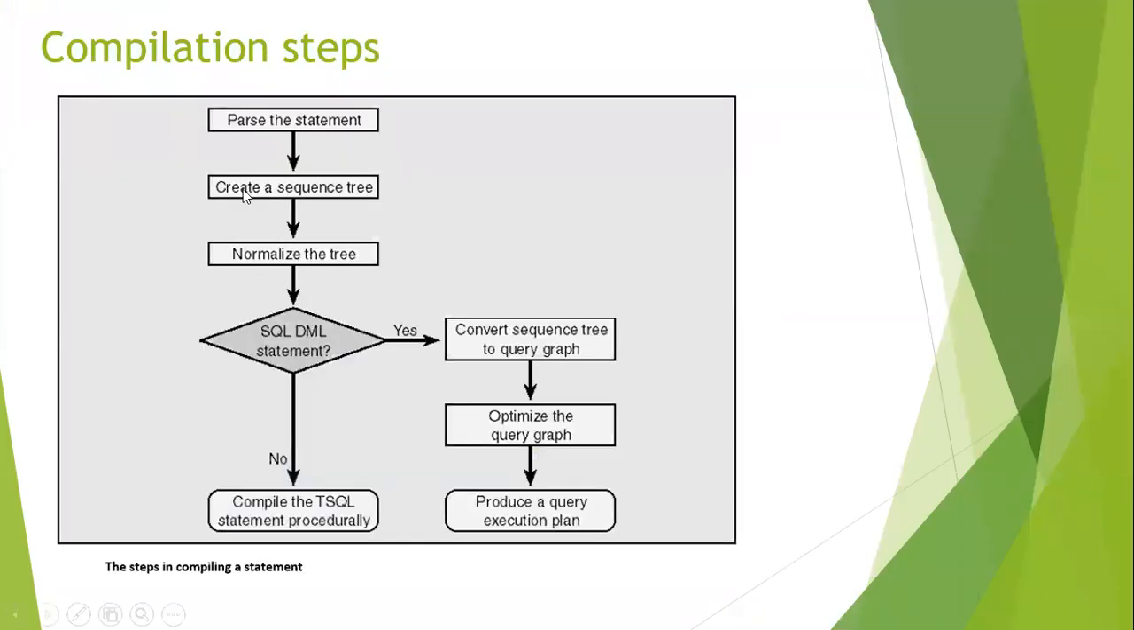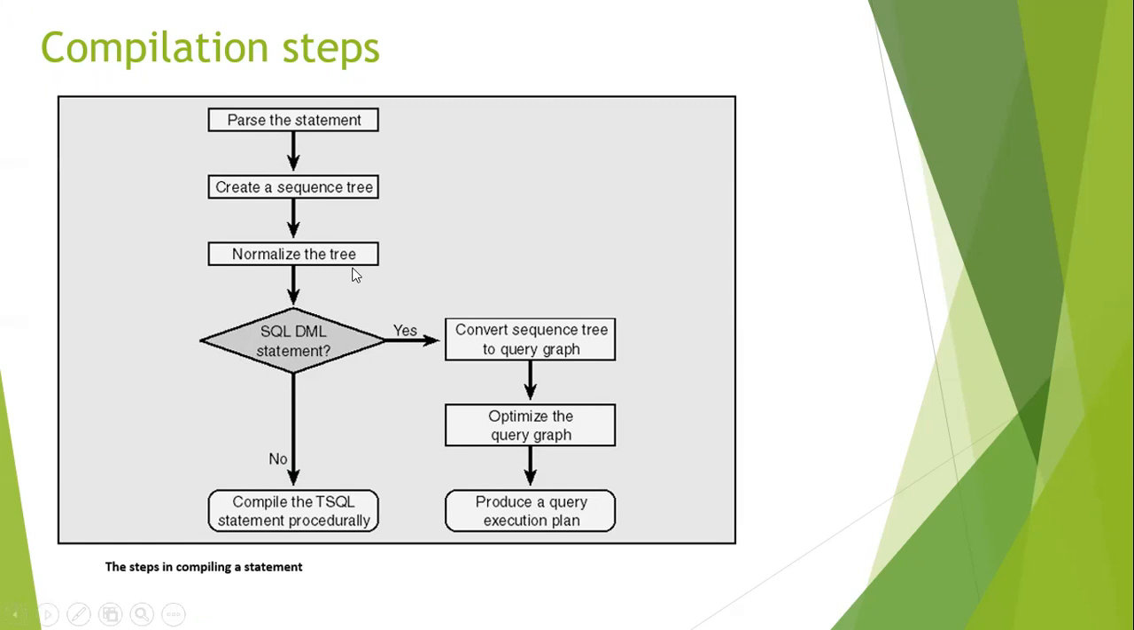For example, these are the compilation steps. How the compilation happens whenever you execute a query, how it goes through compilation. First, as you know, it goes for parsing, so it checks for any syntactical errors. Then it creates a tree, a sequence tree or query tree. Then it will go for normalization. So what is normalization?